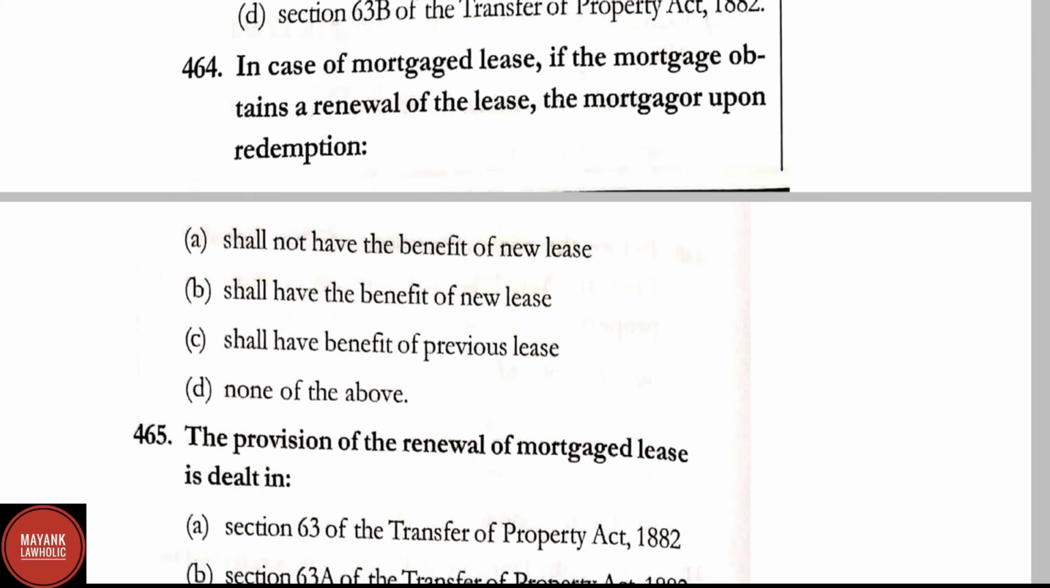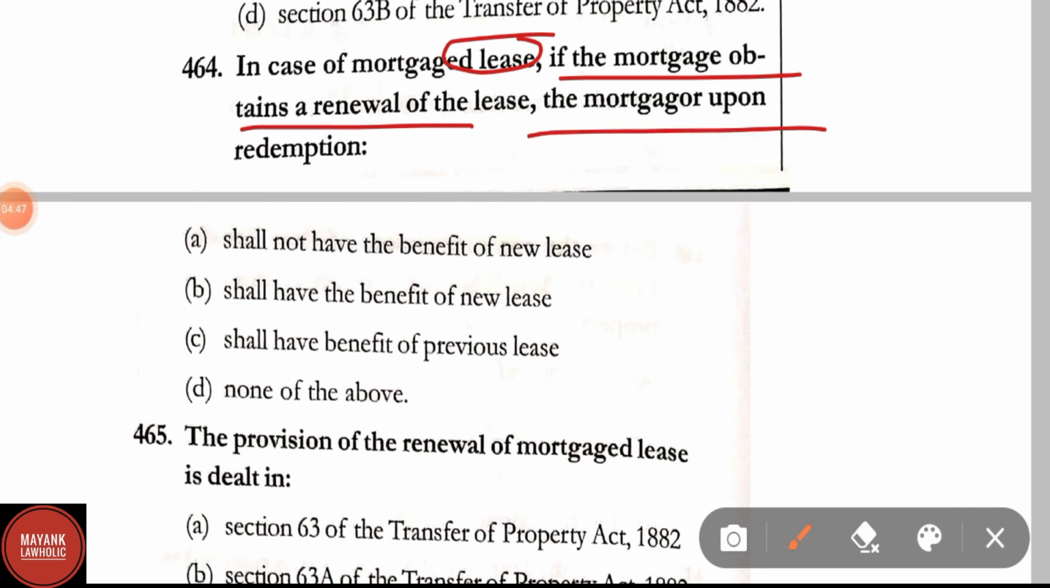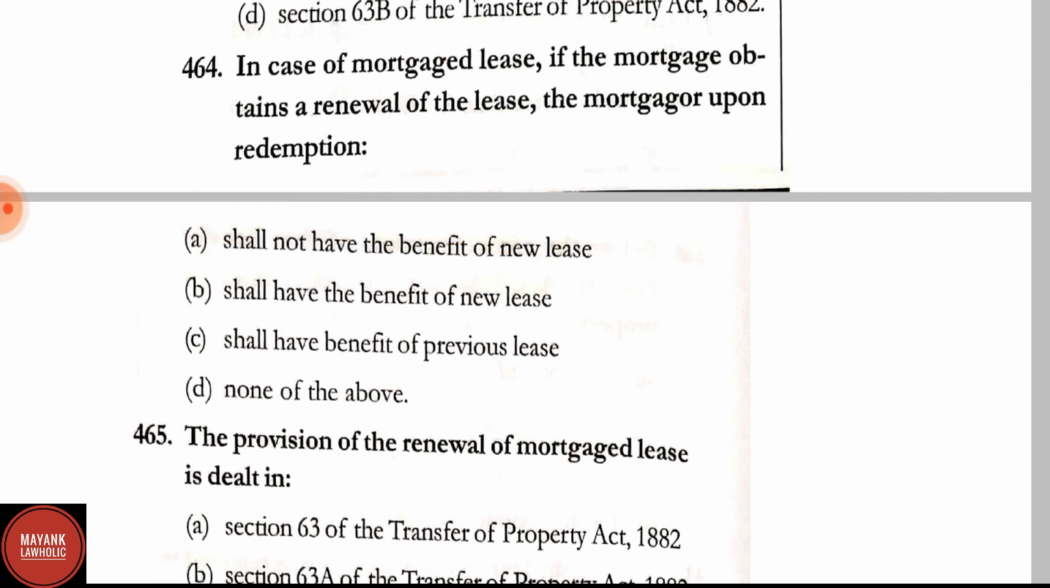Question number 464. In case of a mortgage of a lease, if the mortgagee obtains a renewal of the lease, the mortgagor upon redemption: shall not have the benefit of a new lease, shall have the benefit of a new lease, shall have the benefit of the previous lease, none of the above. Here the correct answer is option B, that is shall have the benefit of a new lease.